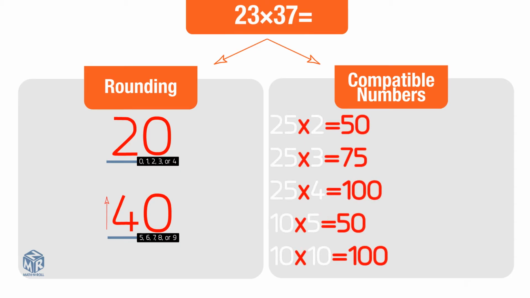Compatible numbers are friendly numbers that are easy to compute mentally. We all know compatible numbers because they are so easy to calculate. Numbers like 25 remind us of real life because of quarters. 2 quarters equals 50 cents, because 25 times 2 equals 50. 3 quarters equals 75 cents, because 25 times 3 equals 75, and so on.